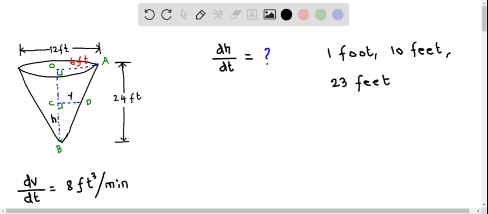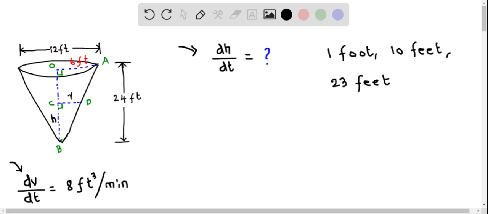And we are also told that water flows into the cone at a rate of 8 feet cubed per minute. That is, we are given this information dV over dt. That is, the rate of change of volume of water is 8 feet cubed per minute. And we have to find the rate at which the water is rising in the tank. That is, we have to determine dh over dt. This represents the rate of change of height for different situations, like when the height is 1 foot, 10 feet, and 23 feet. So let's see how to determine this rate of change of water level at a point in time.